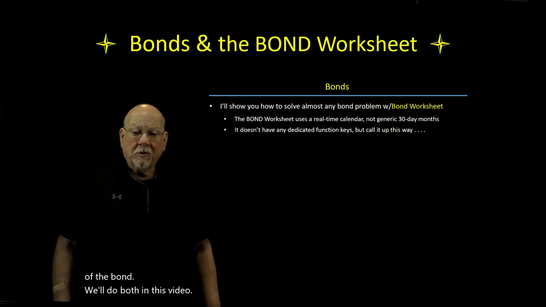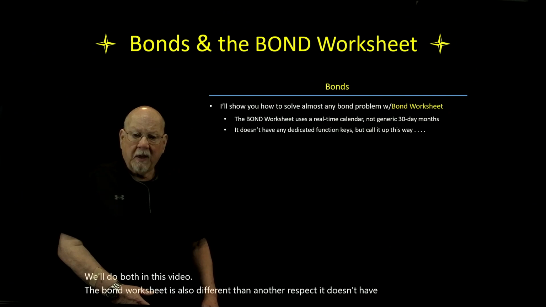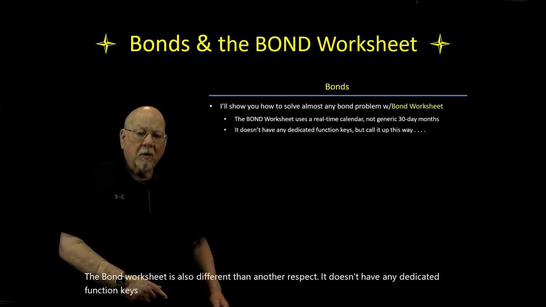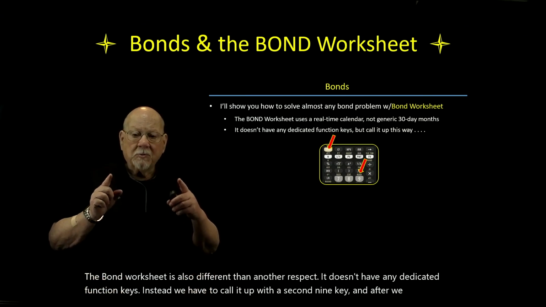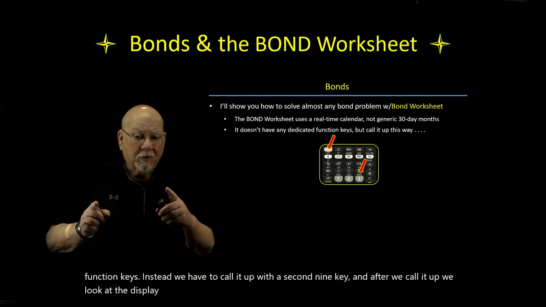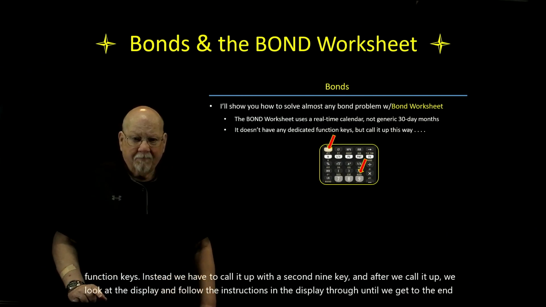The Bond Worksheet is also different in another respect. It doesn't have any dedicated function keys. Instead, we have to call it up with a second 9 key, and after we call it up, we look at the display and follow the instructions in the display through until we get to the end of the problem.